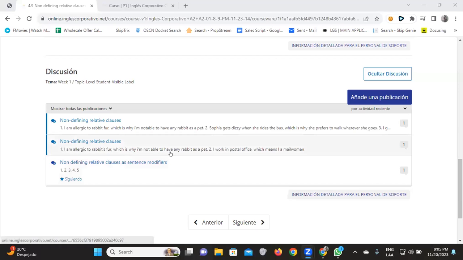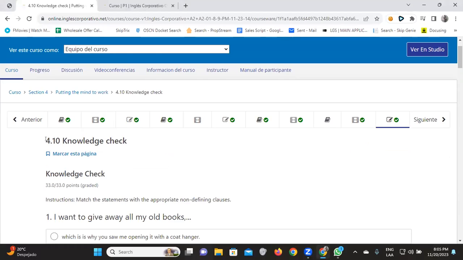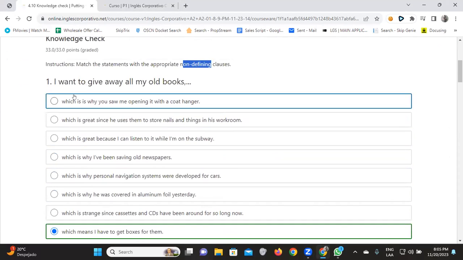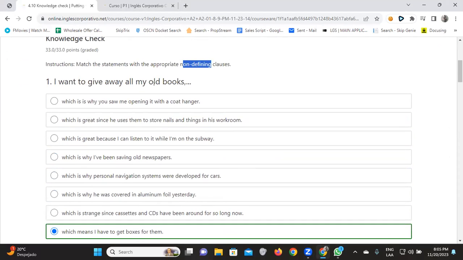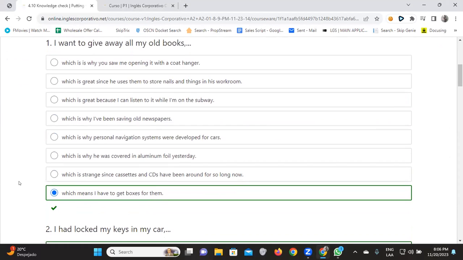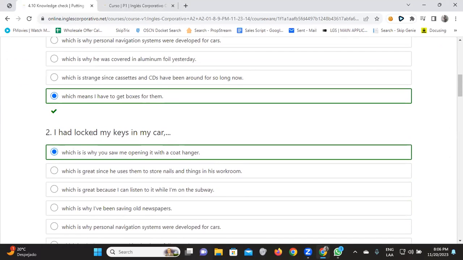We're going to take a look at the next exercise, which is exercise 4.10, knowledge check. Instructions: match the statements with the appropriate non-defining clauses. The first one says, I want to give away all my old books. What is the answer? Which means I have to get boxes for them. Number two, I had locked my keys in my car. The answer is, which is why you saw me opening it with a coat hanger.